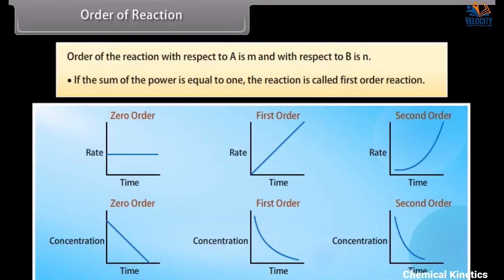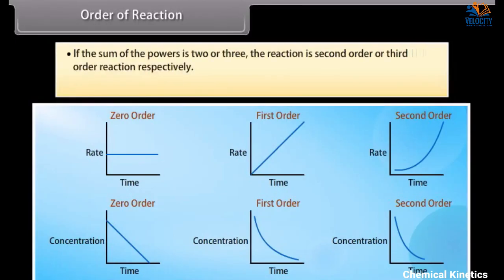If the sum of the powers is equal to 1, the reaction is called a first-order reaction. If the sum of the powers is 2 or 3, the reaction is a second-order or third-order reaction respectively. The order of a reaction can also be 0 or fractional.